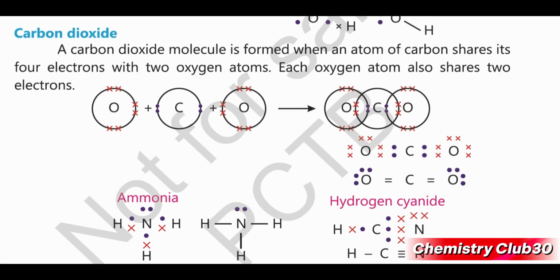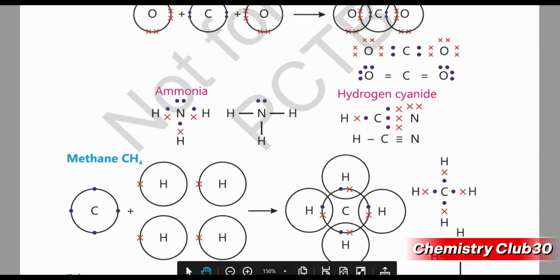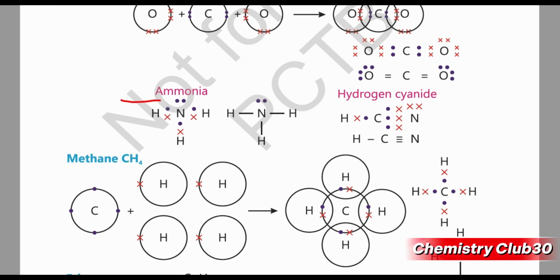Another example is ammonia. In the case of ammonia, nitrogen has formed 3 single covalent bonds with 3 hydrogen atoms, in which one electron pair is present between each hydrogen and nitrogen atom, and nitrogen has one lone pair which is shown on the top of the nitrogen. This bond has been shown by a single line. On the right side, there are three single covalent bonds and one lone pair in ammonia.